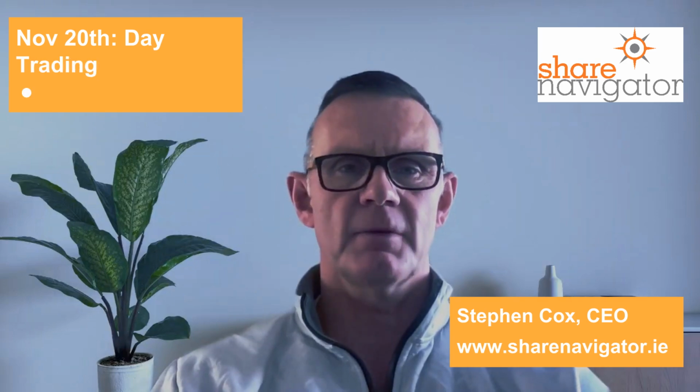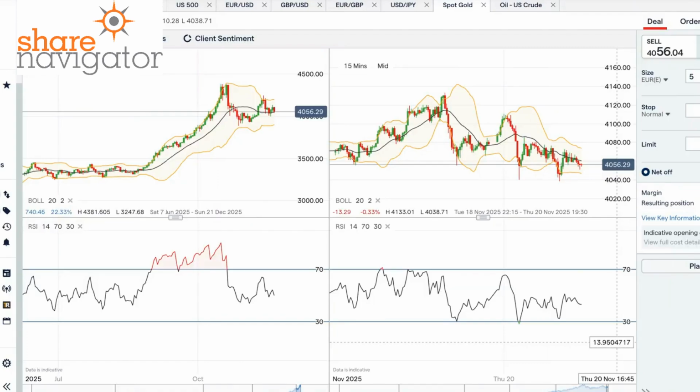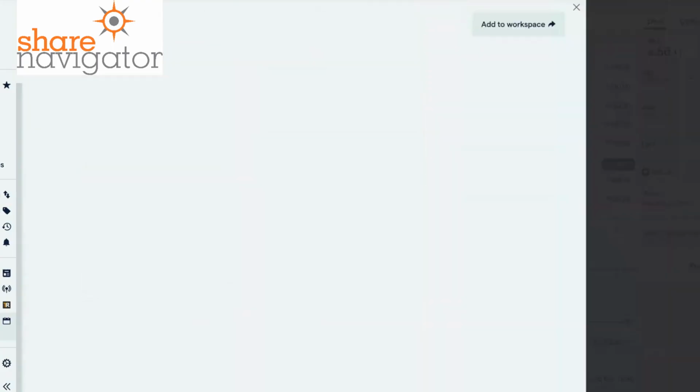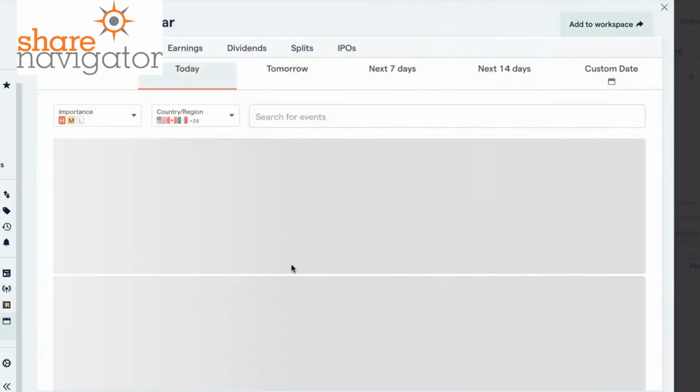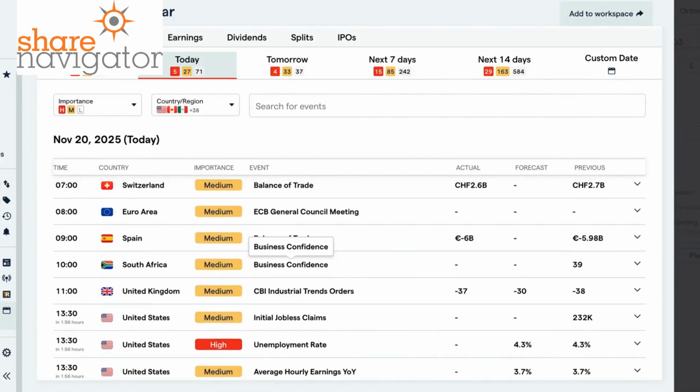And we're going to focus in more so on gold today. We'll speak a little bit about FX. So let's get started. First things first, we always check our economic calendar to see what's going on today before we start day trading, especially if you're doing it with a spread betting account, or any type of account for that matter.